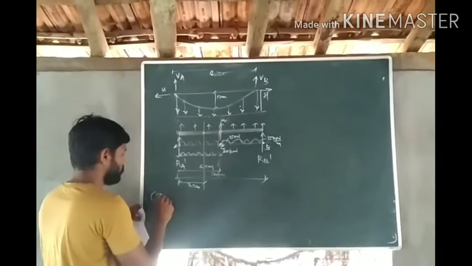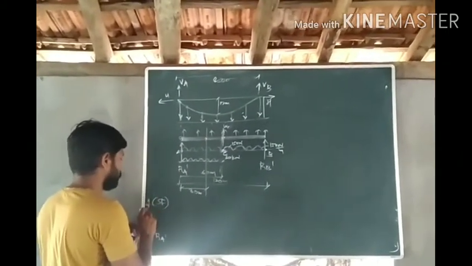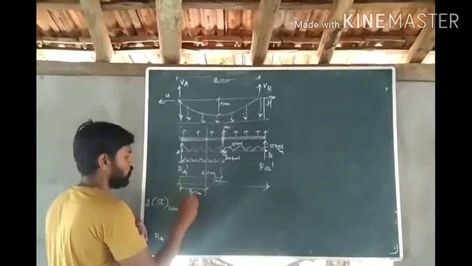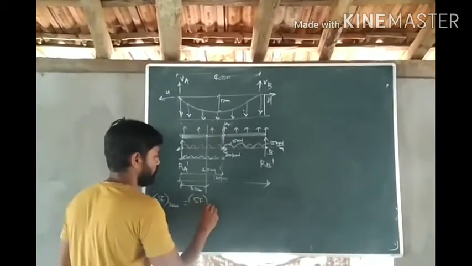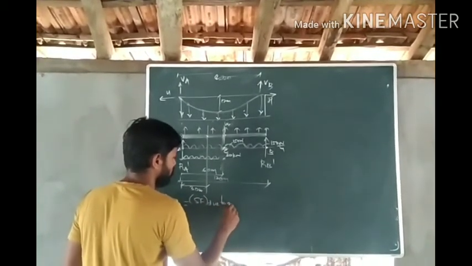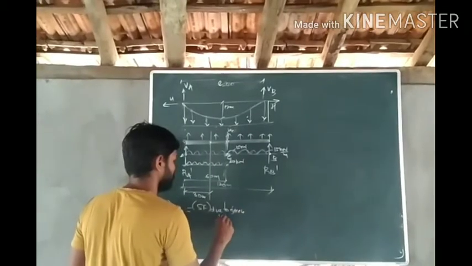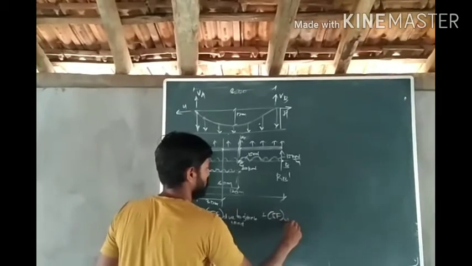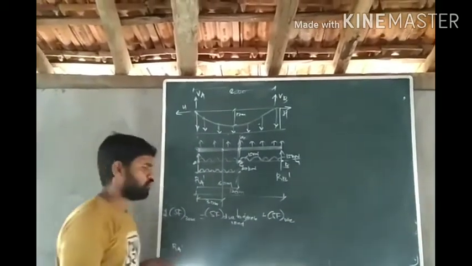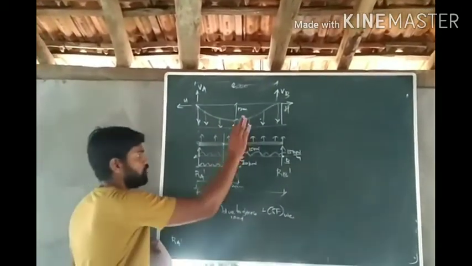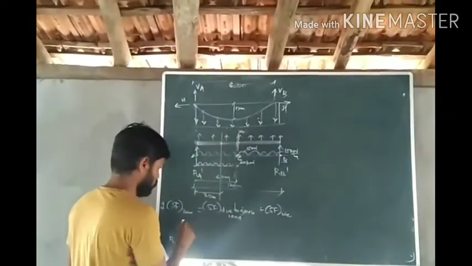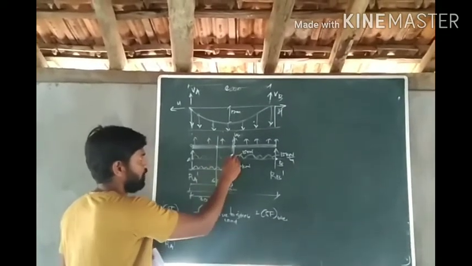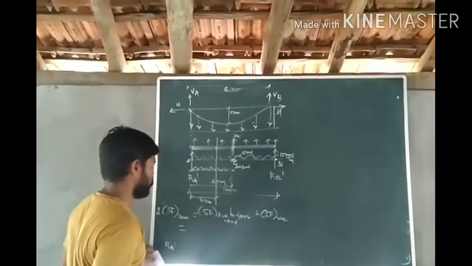So shear force. First, the shear force at 30 meter is equal to the shear force due to the given load plus the shear force due to WE. We will consider this WE separately and this UDL separately. So, shear force due to this given load. This is my point. The given load is this 30 and 50. I will consider the left side of the portion.